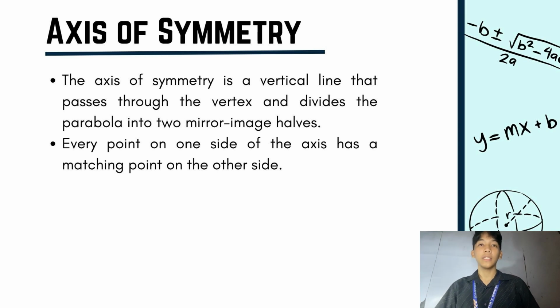Axis of symmetry. The axis of symmetry is a vertical line that passes through the vertex and divides the parabola into two mirror image halves. Every point on one side of this axis has a matching point on the other side.